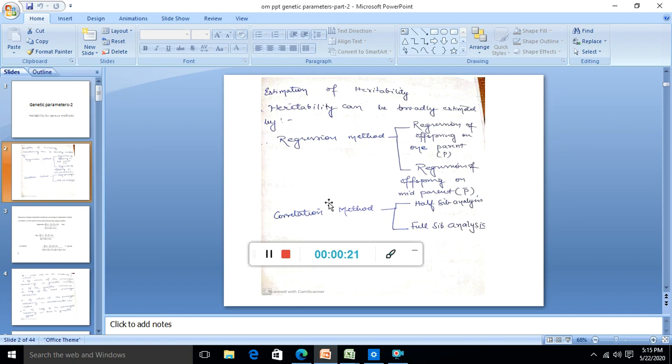Heritability is basically estimated by two methods, regression method and correlation method. This regression method is further divided into two types: regression of offspring on one parent, regression of offspring on mid parent. And correlation method is also of two types: half SIB analysis and full SIB analysis. So in a nutshell, you have four methods for estimation of heritability: two of regression and two by correlation methods.